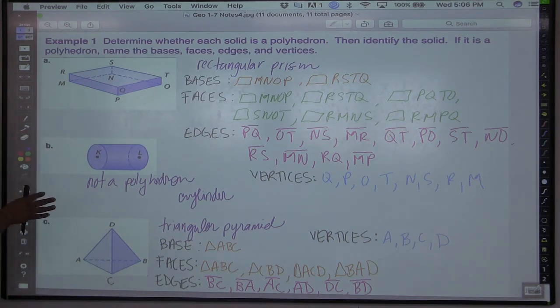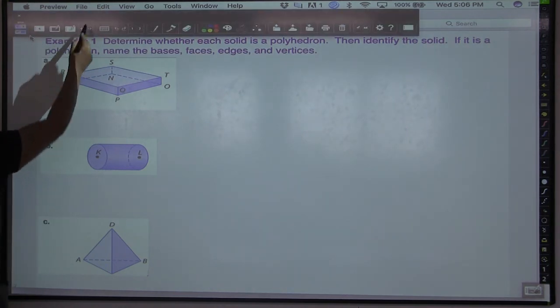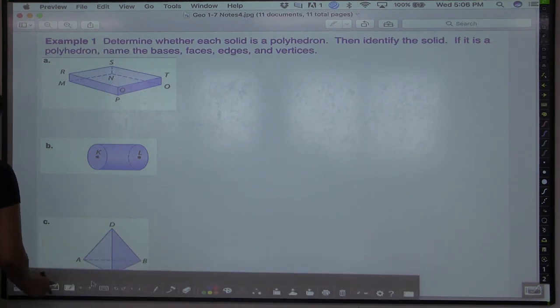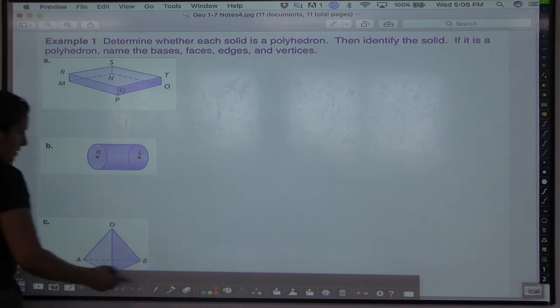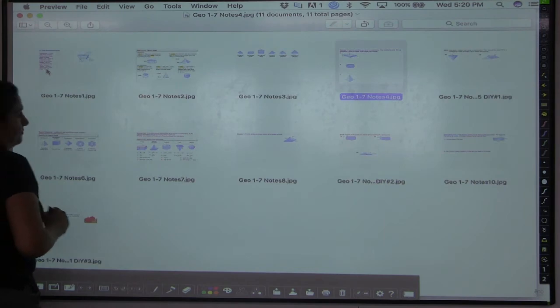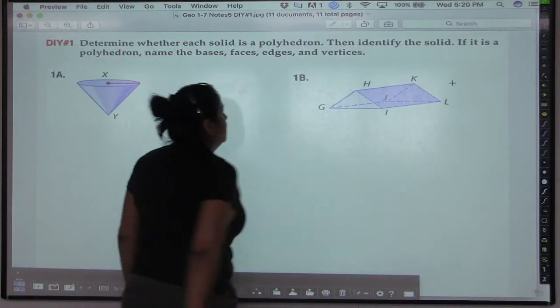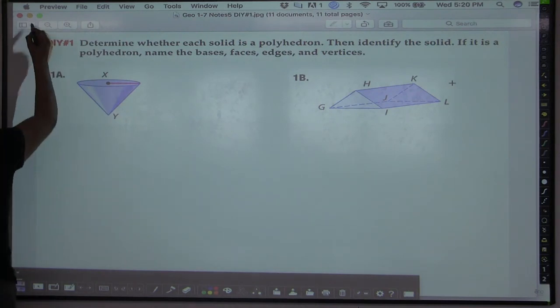So there's that little guy. I am now going to give you your DIY. So I need to delete this stuff real quick. And then we're going to go back to this. Sorry, this is quite the process here. So here's your DIY, and then we're going to go on to bigger and better things.